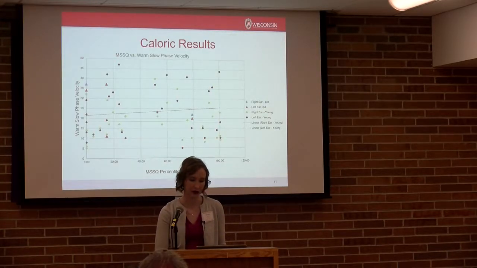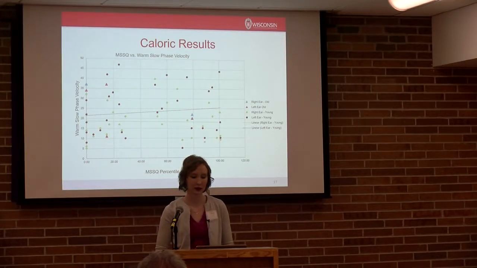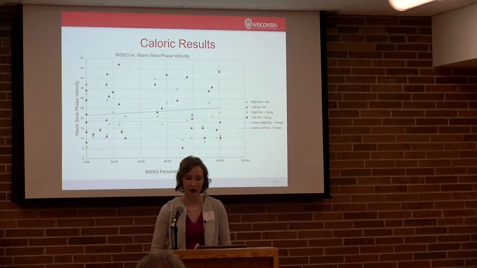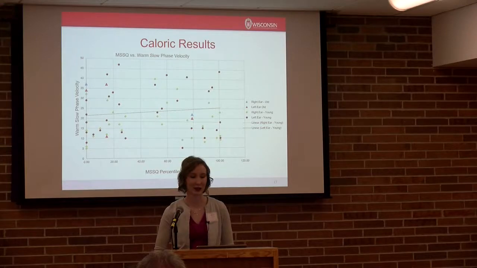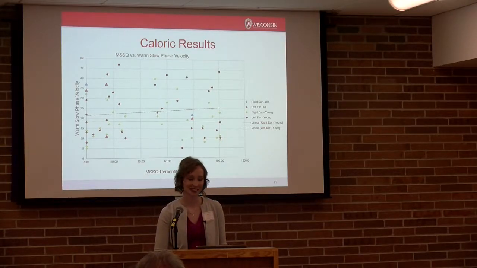The caloric results, we're looking at the MSSQ versus the warm slow phase velocity. I've separated out the ears, and I've separated out the age groups. And we found a statistically significant correlation between the young left ears and the motion sickness scores. So that was interesting. It was just the left ear.